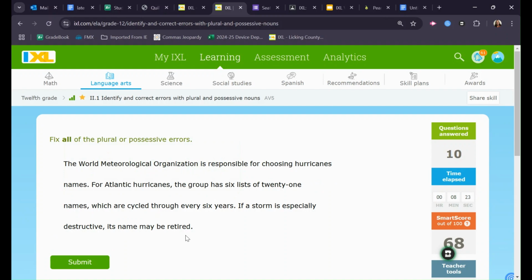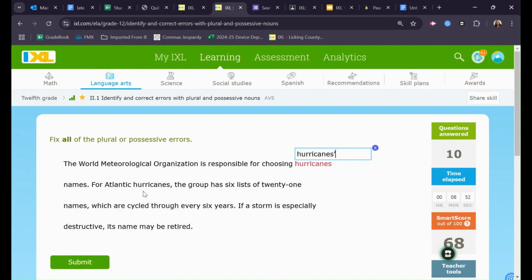All right, now we're in the big leagues because they've stopped telling us how many errors we're looking for. So let's just go through and pause on any word that we think we might need to think about. The World Meteorological Organization is responsible for choosing hurricanes' names. Okay, I've got the word hurricanes. Is it plural? Yep, multiple hurricanes. Is it possessive? Yep, hurricanes' names. So if I just take the word and make it plural, it's got the S on the end. To make it possessive, just need to add the apostrophe.